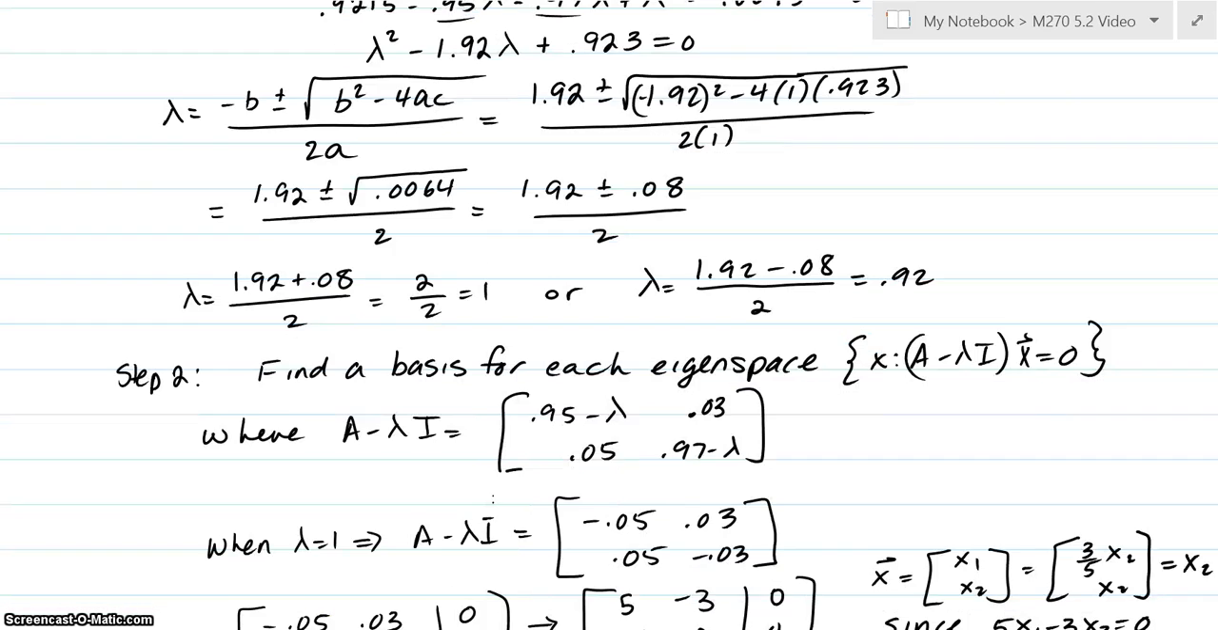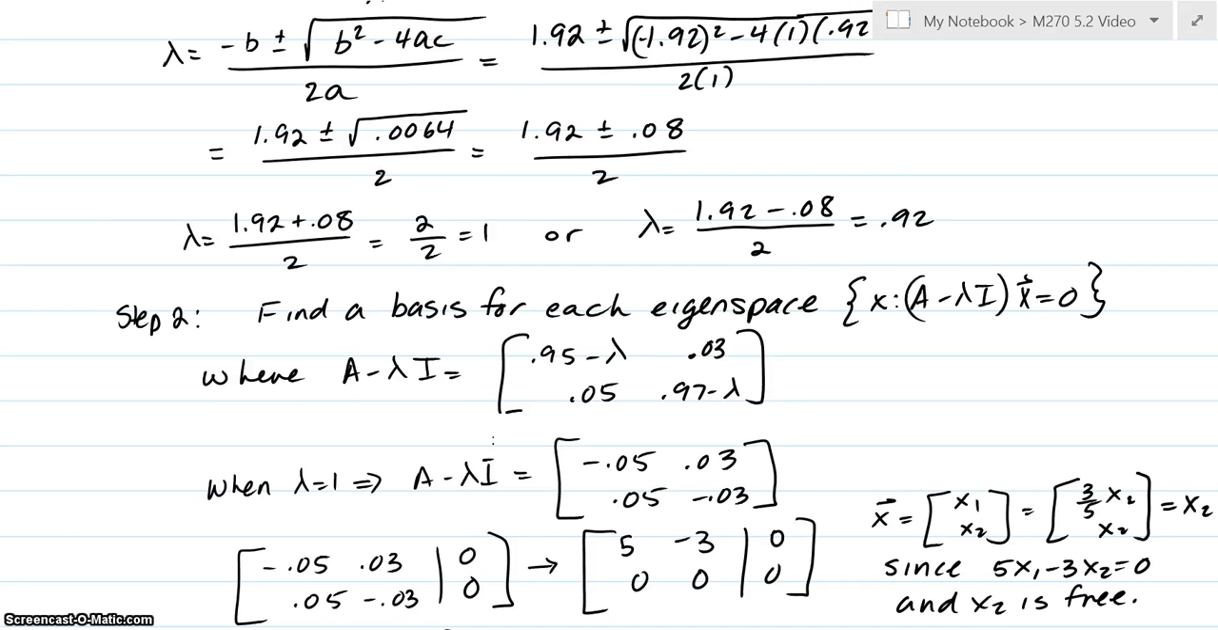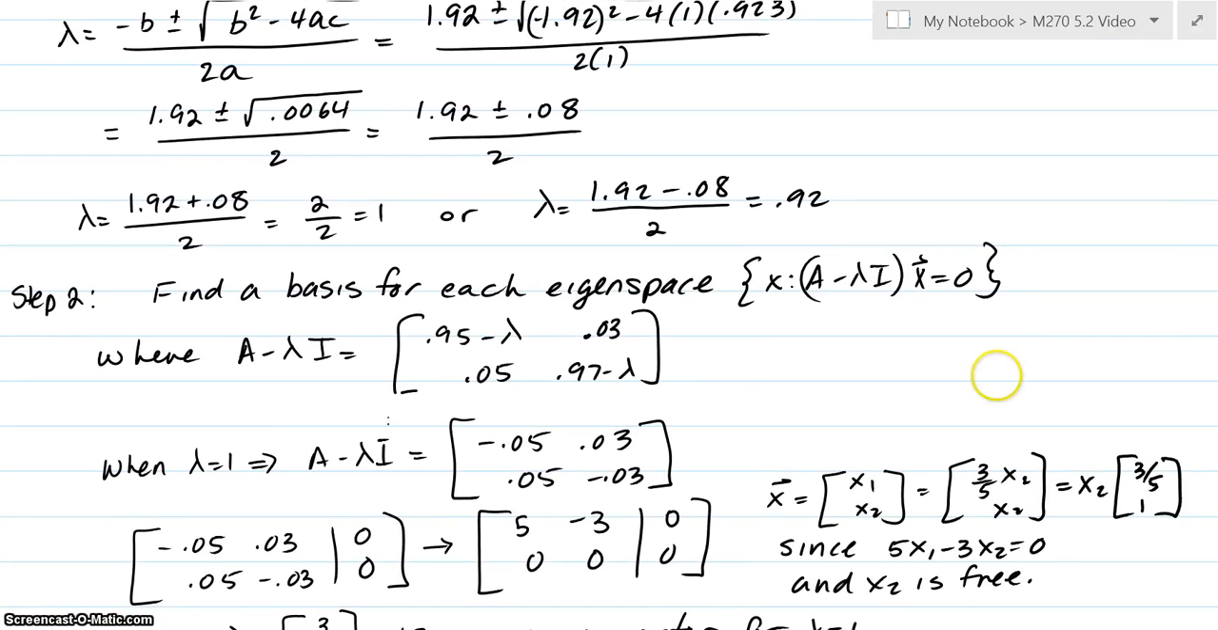When lambda is 1, here's what I get. There's the solution. Let's go to the left a little. If you plug in lambda is 1 here, you get negative 0.5 and negative 0.3, and these stay the same. This looks like something very easy to solve. I multiplied by negative 100, and I realized these were the same, so this is just a row of zeros. And here is my solution.